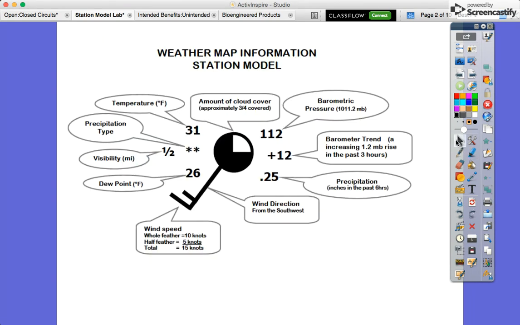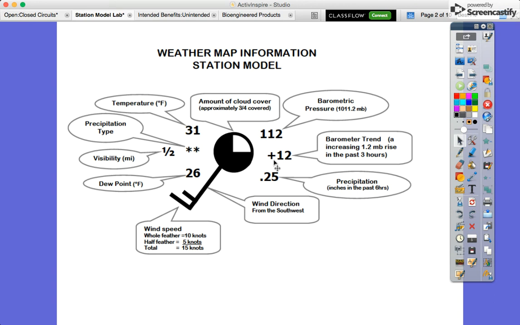Also, if we look at the bottom right-hand corner of the weather map station model, this will show you the amount of precipitation that has accumulated in the past 6 hours. In between the barometric pressure and the amount of precipitation will show you the barometric trend. This would be increasing. Put a decimal between the two numbers, that would be 1.2 millibars rise in pressure in the last 3 hours. It's a rise because we see the plus sign.